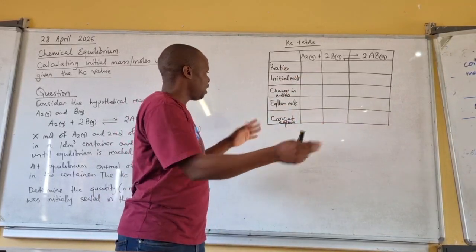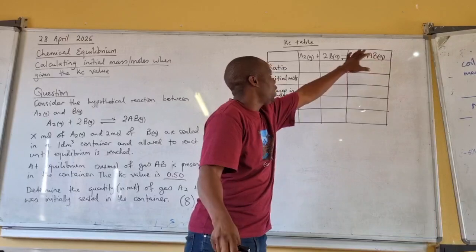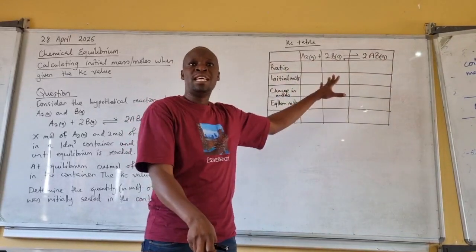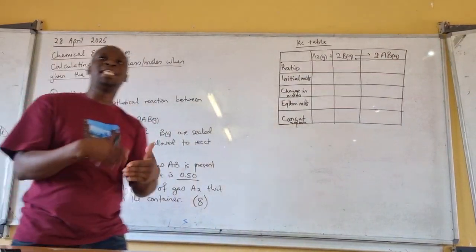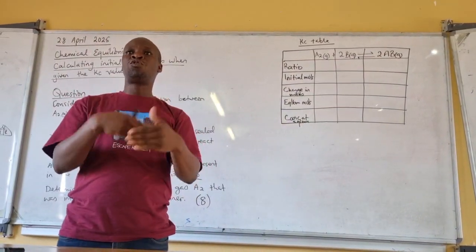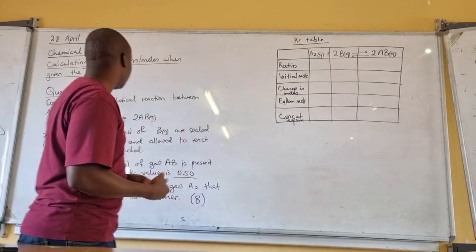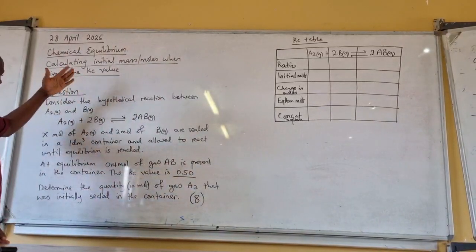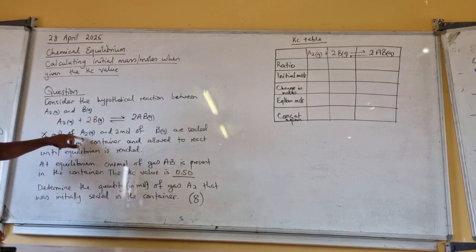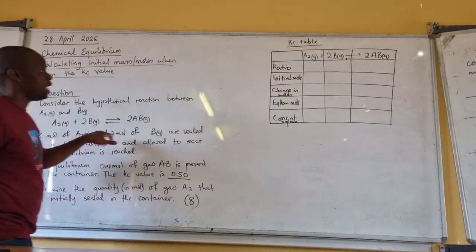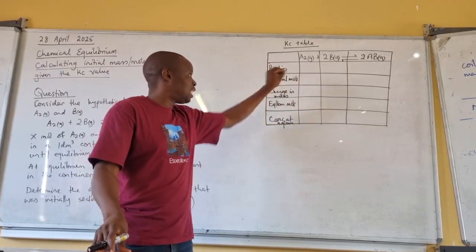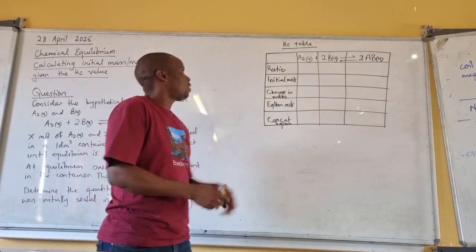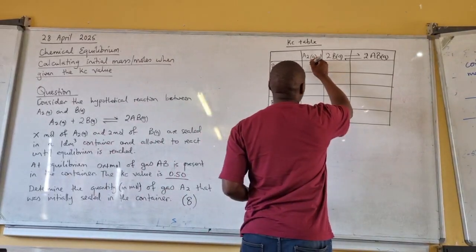When you are playing the puzzle, you normally start with the corners. Here you start with the given quantities. Then from the given quantities, you go to the unknown quantities. Right, so consider, let's start from here. X moles of A, gas A. It's unknown, so we'll take it as X. Even in the table, we'll put it as X.